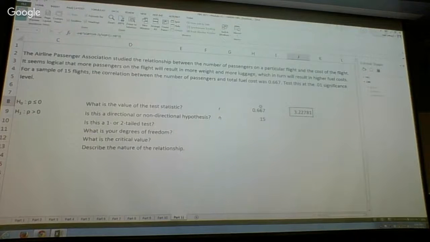98, 99, degrees of freedom. Degrees of freedom is n minus 2, n is 15. I'll give you this one: 13 degrees of freedom.